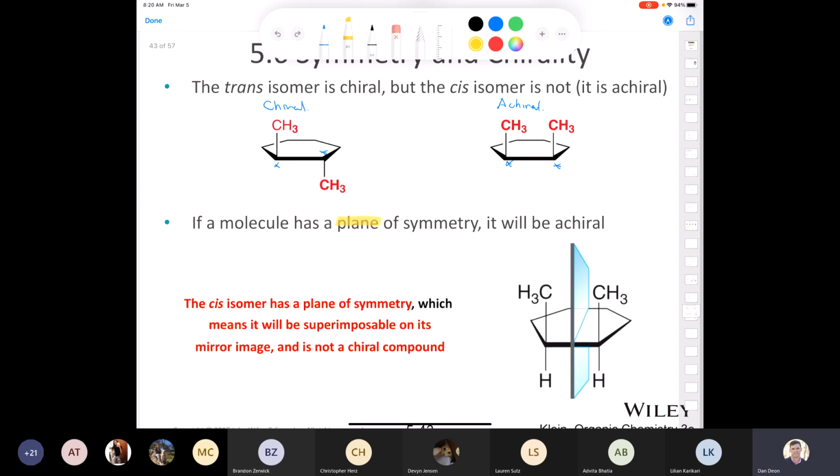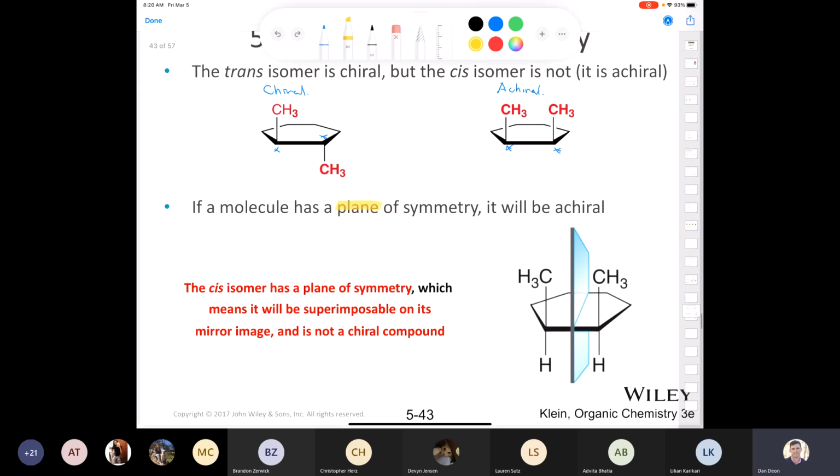Okay, and so the rule is this. It says the cis isomer has a plane of symmetry, which means it's going to be superimposable on its mirror image inside the molecule. Okay, so the plane of symmetry is inside the molecule, and therefore it's not a chiral compound. Okay, so the rule is this. When a molecule has a plane of symmetry, it's going to be achiral. This would also be another good rule to memorize.